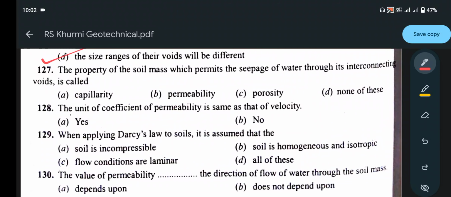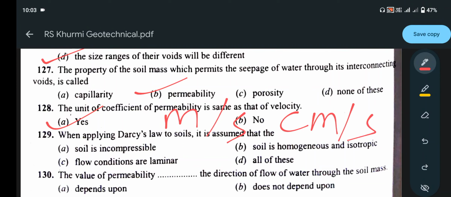The property of the soil mass which permits the seepage of water through its interconnecting voids is called permeability. The unit of coefficient of permeability is the same as that of velocity. Yes, coefficient of permeability and velocity have the same unit. It is either meter per second or centimeter per second.